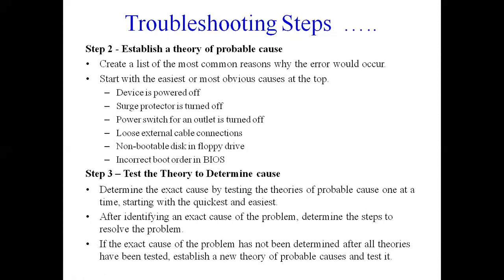If the exact cause of the problem has not been determined after all theories have been tested, establish a new theory of probable cause and test it. Suppose you assume that this may be the particular cause of this problem, so you should try to solve the problem by using the solution for that cause. And if it's again not solved, then you should try to find out some other reasons for the problem, and try to solve it some other way.